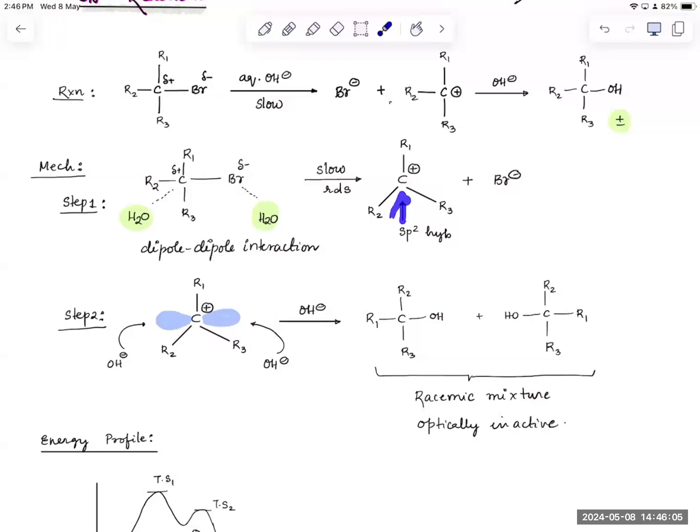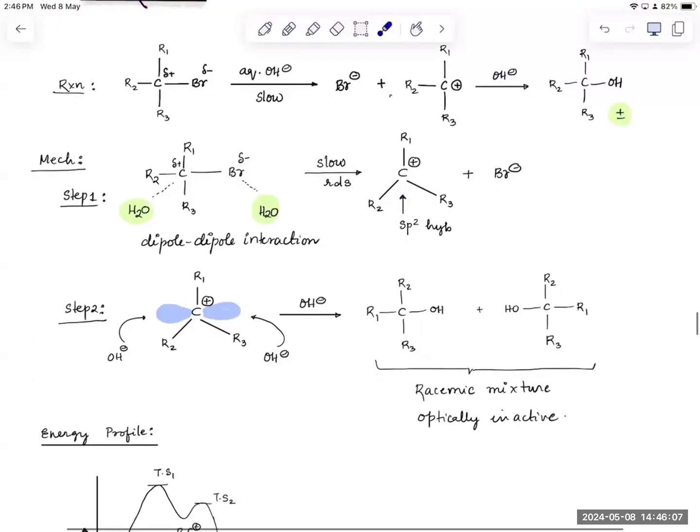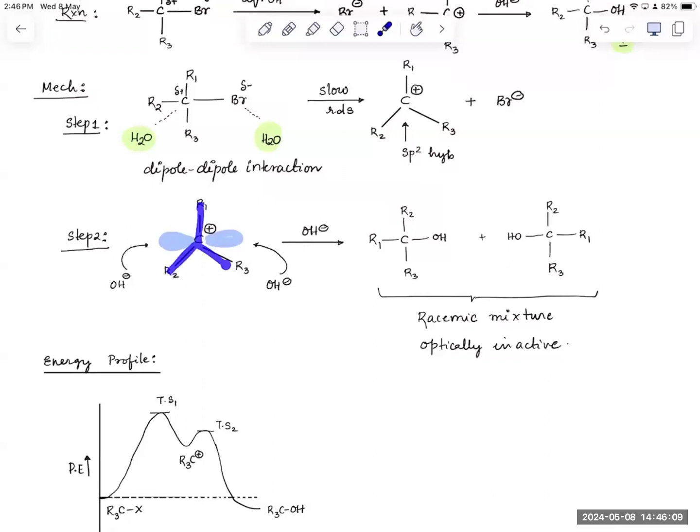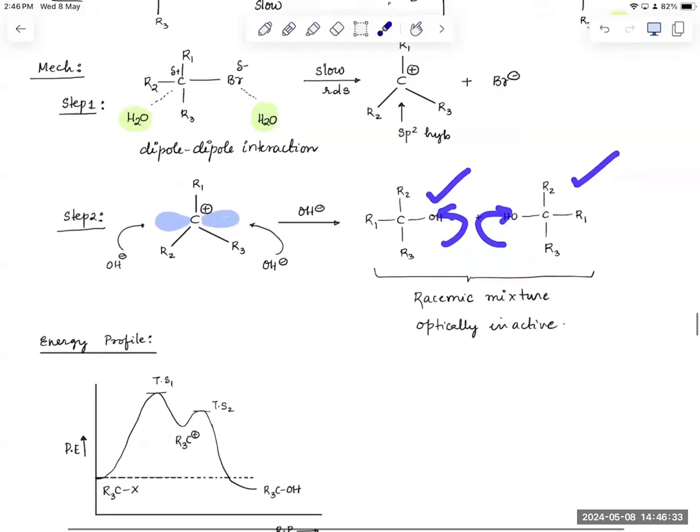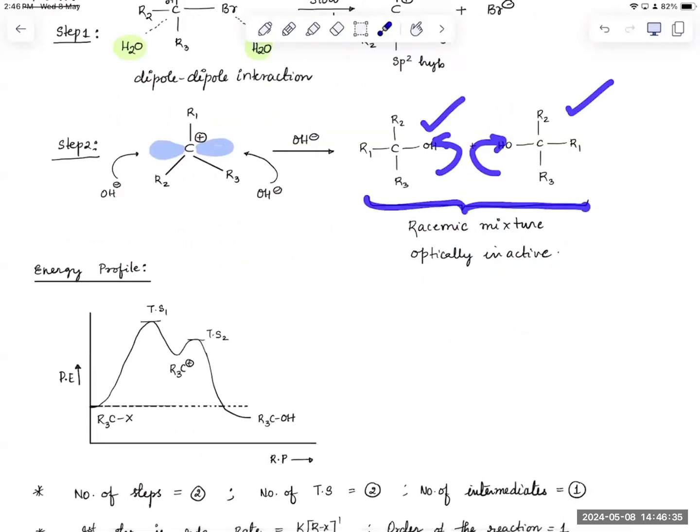Now, the carbocation is in an sp2 environment, sp2 hybridization. So these three are on one plane, with one lobe here and the other lobe on the back side. Now the OH can attack on either side. It can attack from this end or from this end, so the OH attack can give you two products, one from this end and the other from this end, which converts into a racemic mixture. So we will get a racemic mixture.